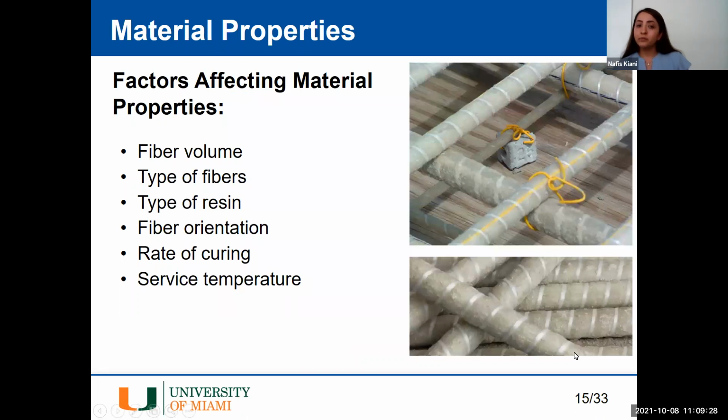The important material properties that affect the strength of FRP bars are the amount of fiber that the manufacturers use when creating the FRP bars, the type of fibers, the type of resin, the fiber orientation, the rate of curing, and the service temperature. They have an important impact on the final ultimate strength of the FRP bars.